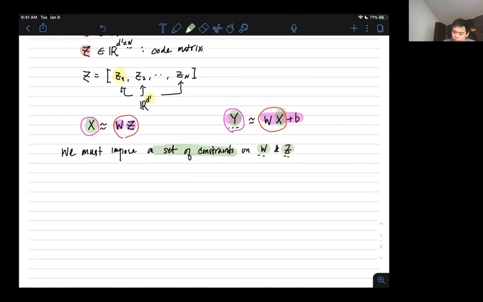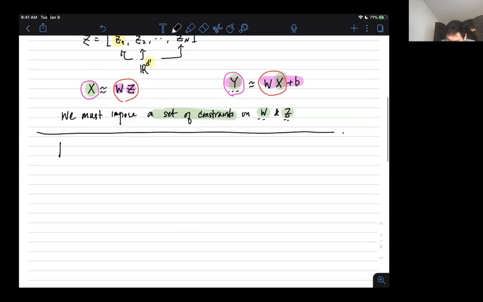Okay, so what will be the very first thing that we are going to learn? The first variant of matrix factorization that we're going to learn is principal component analysis.